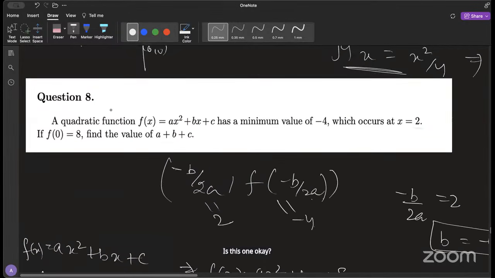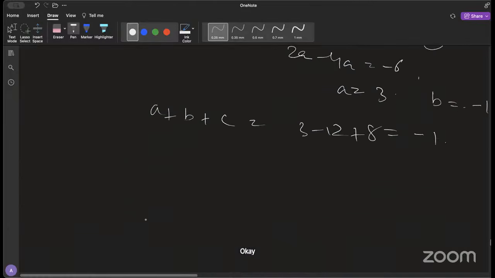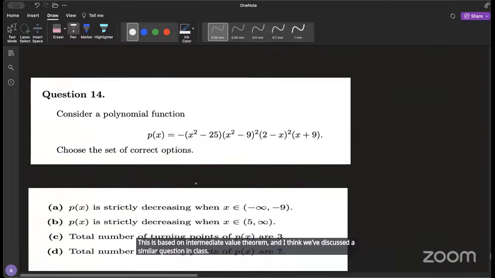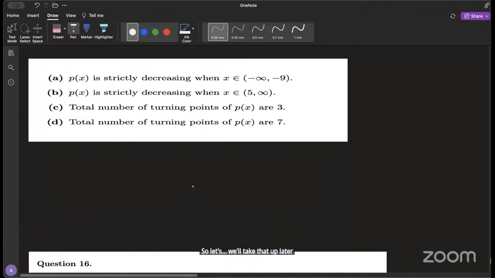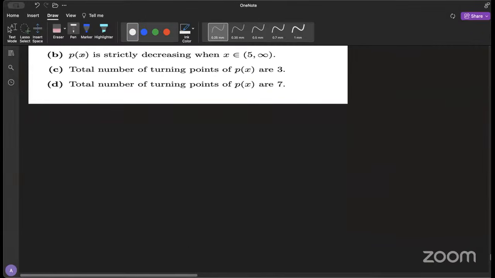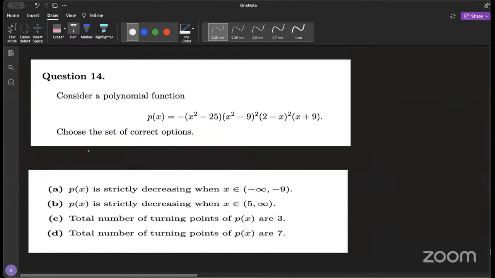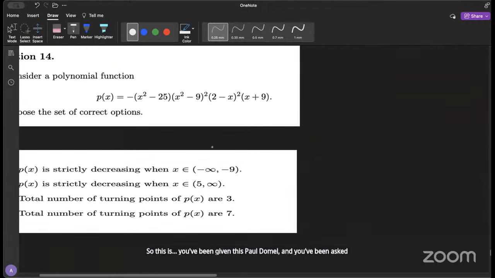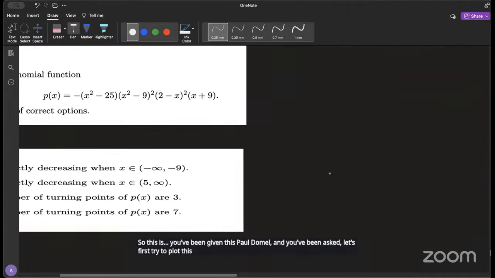Okay. Then next up we have this question. This is based on the intermediate value theorem, and I think we've discussed a similar question in class. So we'll take that up later. Let's do this one first. You've been given this polynomial, and let's first try to plot it and see if we can plot it or not.